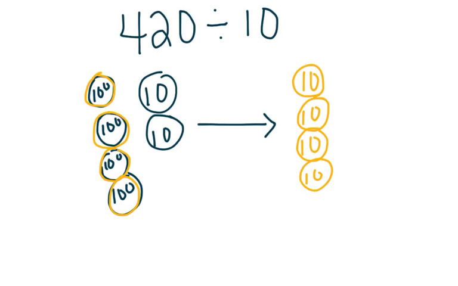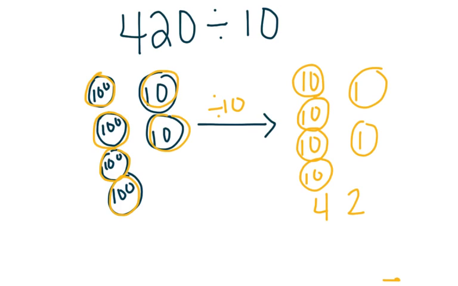I'm not done yet though, because I also see that I have tens that need to be divided by 10. And we know that whenever we have 10 divided by 10, that gives us 1. Uh-oh, Miss Day made a typo. 1. So when we look over here at our answer, we see that we have 42. Which looks pretty similar to what we started with, minus the 0.